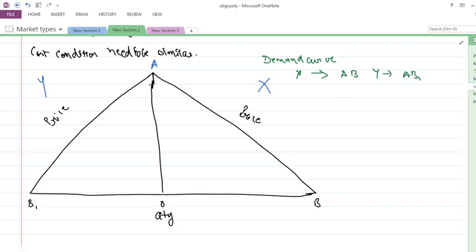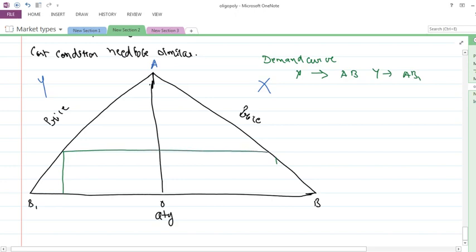The maximum possible quantity that can be produced by each of these firms, let's assume that it is here. This is the maximum possible quantity that each of the firms can be producing in a given situation.